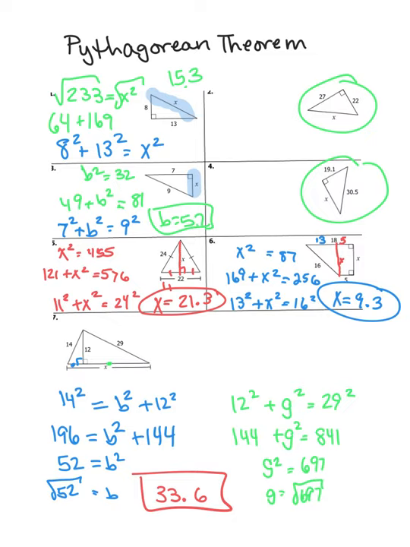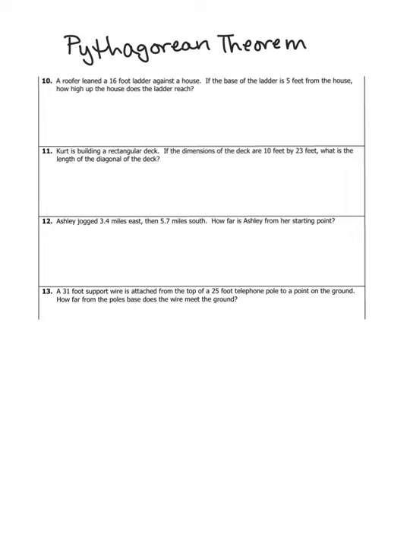Okay, so that's a breakdown of the Pythagorean theorem. Word problems with the Pythagorean theorem are not difficult. You just have to draw the right triangle. So a roofer leans a 16-foot ladder against a house. So what does that look like? This is my ladder, and it's 16 feet, and it's against the house. The base of the ladder is 5 feet from the house. How high up does my ladder go?